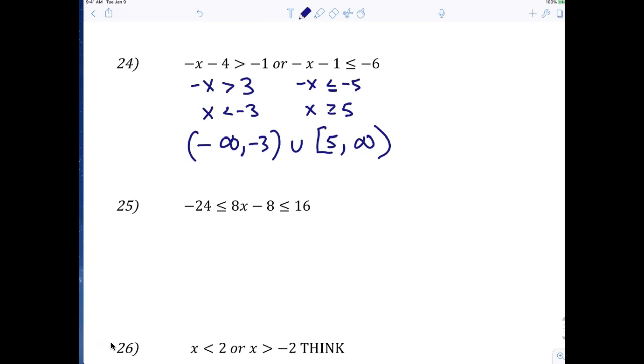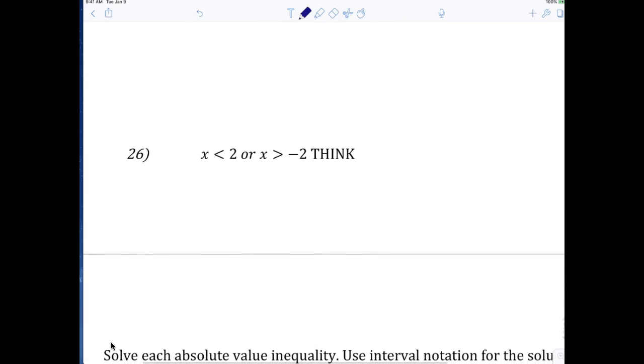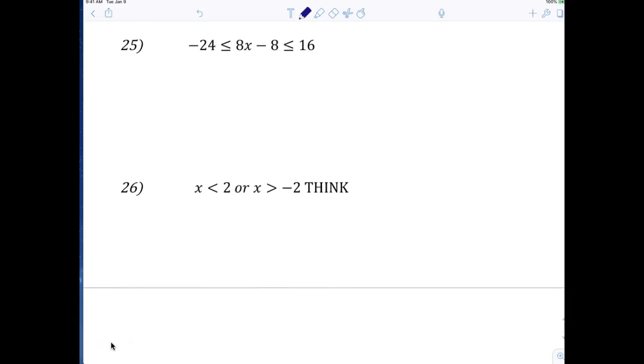All right, now for 25, what do I have to do first? Add 8. When I add 8, -16 is less than or equal to 8x, which is less than or equal to what? 24. Don't forget, you got to add 8 to both sides. Then you divide by 8. Okay, so now we are what?